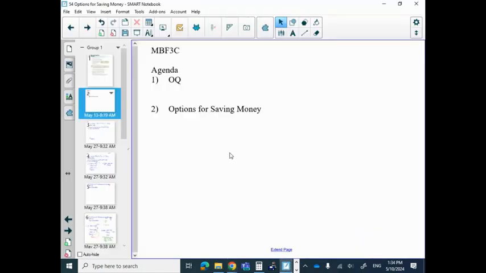Hey everyone, the next lesson we're looking at is about options you have for ways to save money. So, types of bank accounts and ways to save your money and actually gain some money as a result of how you're choosing to save your money.